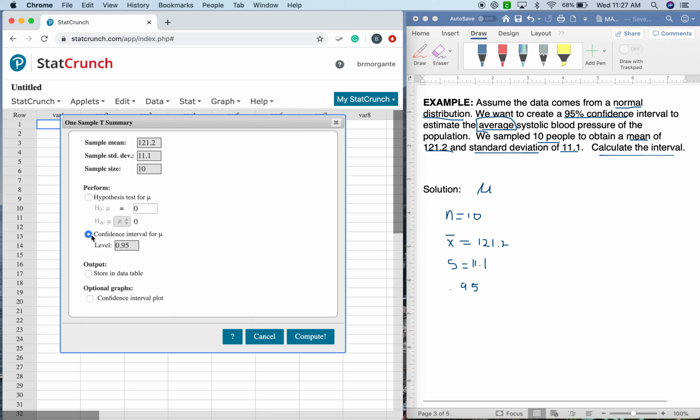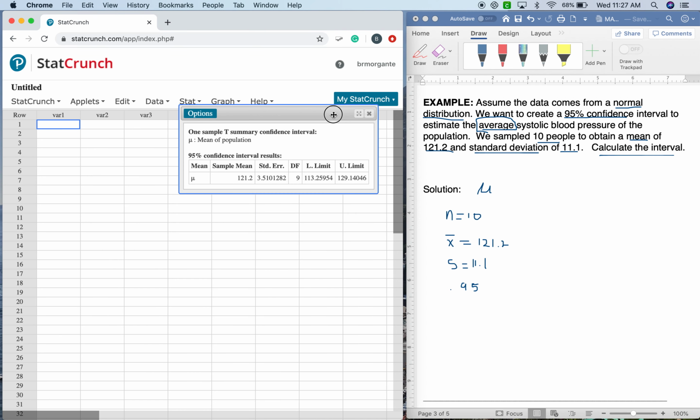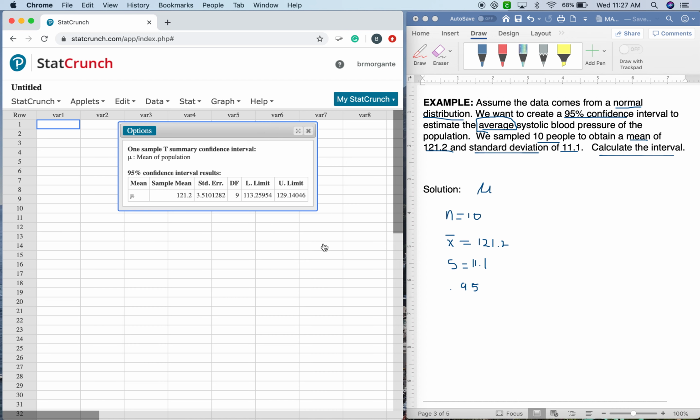So then we want to create a confidence interval. Again, it's 95%, so that's good. So we have everything filled in, so we can compute. So here we have our interval. We have our lower and upper limits. So let me type this out.